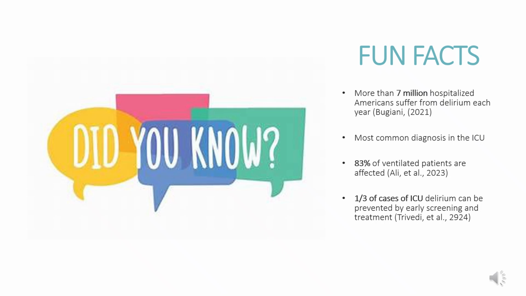So this slide is just a few fun facts that the group and I found while doing our research. Just to kind of put it into perspective for you guys, more than 7 million hospitalized Americans suffer from delirium each year. Just imagine that those 7 million are in fact all ICU patients. Fun fact is that a third of cases of ICU delirium can be prevented. So a third of 7 million is 2,333,333.3333333 patients. That is a huge number.